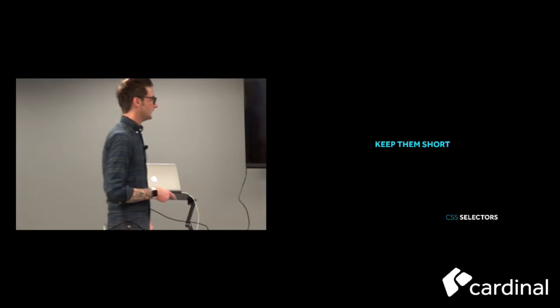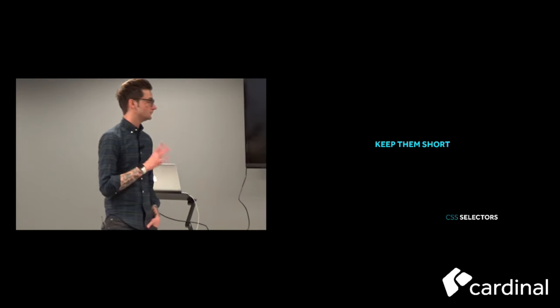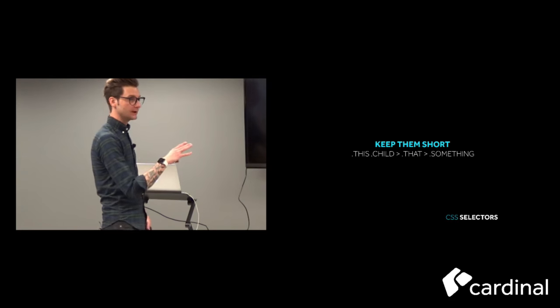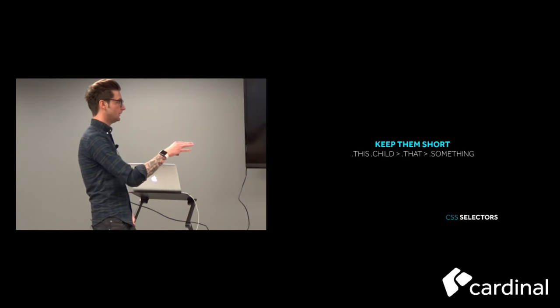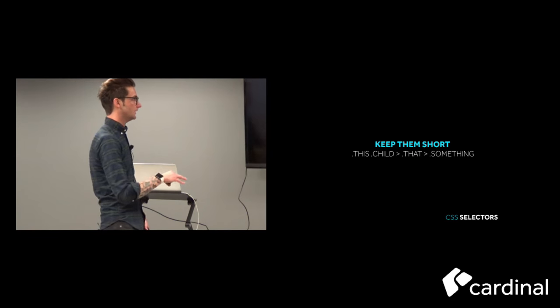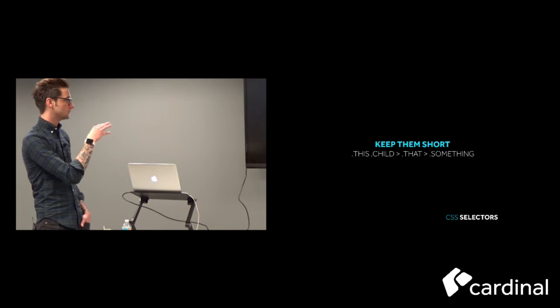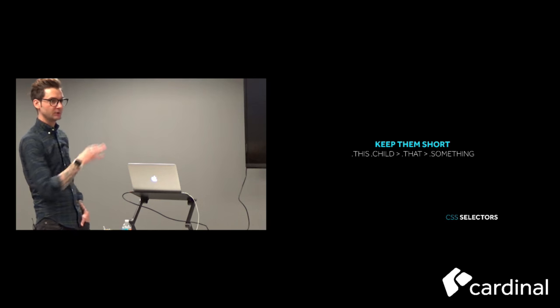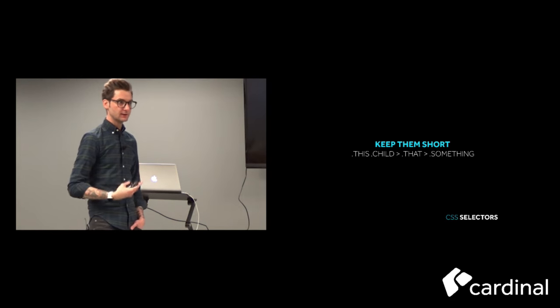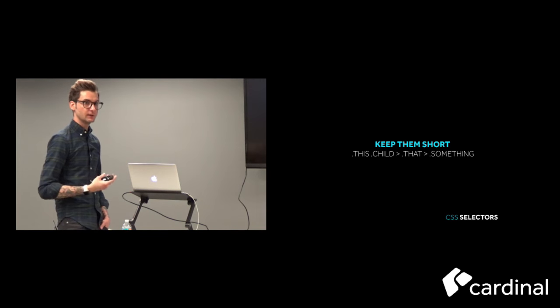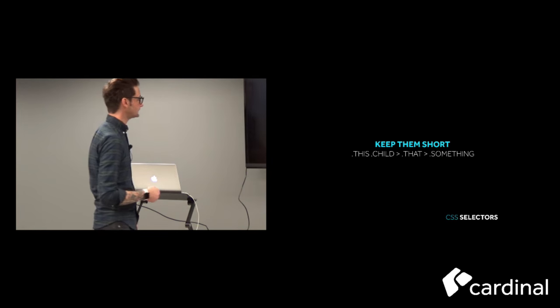So with CSS selectors, just keep them short. Here's an example of something to try to avoid. We have something that is a direct descendant of that, which is a direct descendant of a child, but it's somewhere inside this. This can be confusing, and the more your application grows, the harder this will be to maintain.